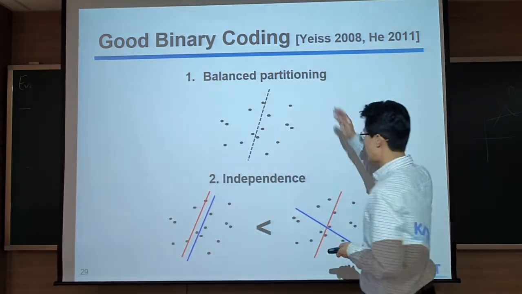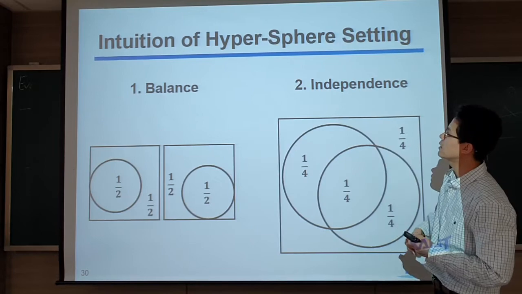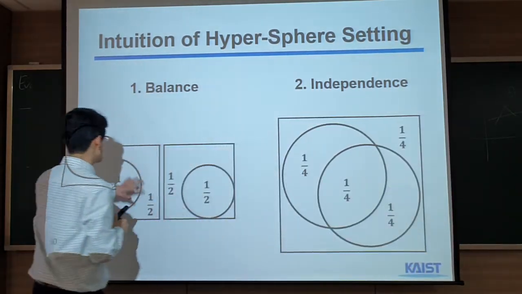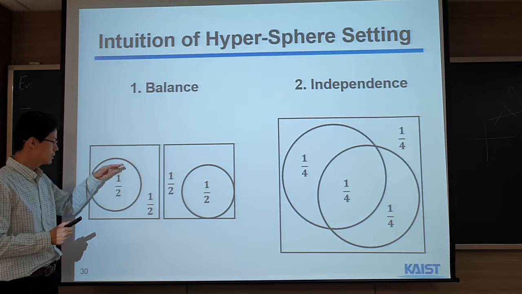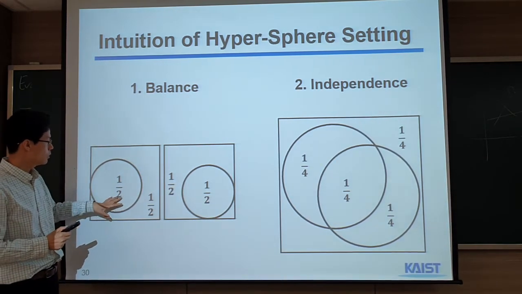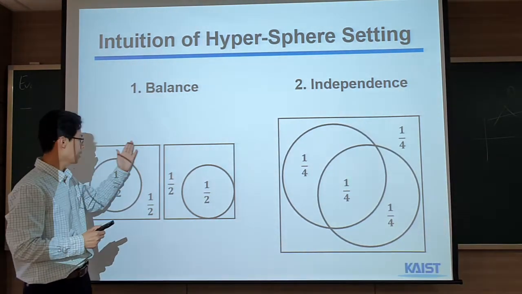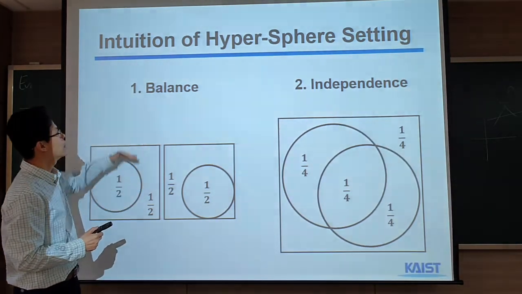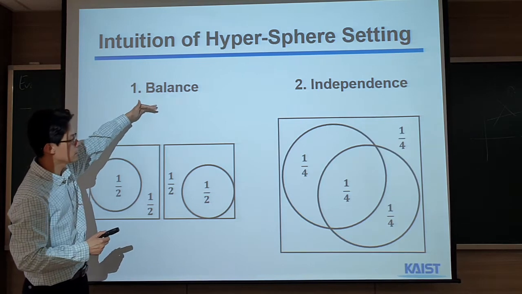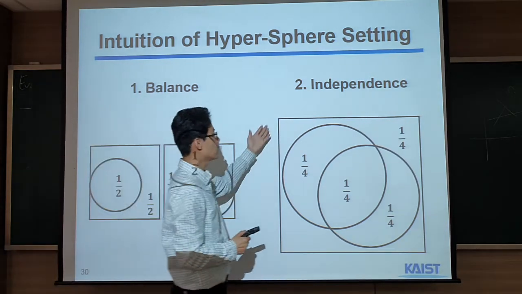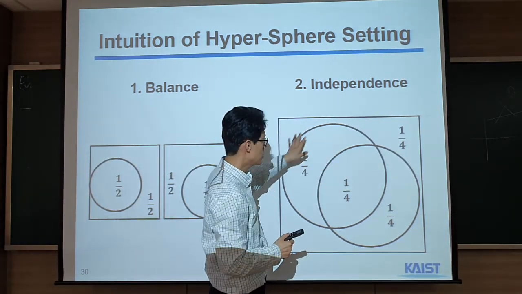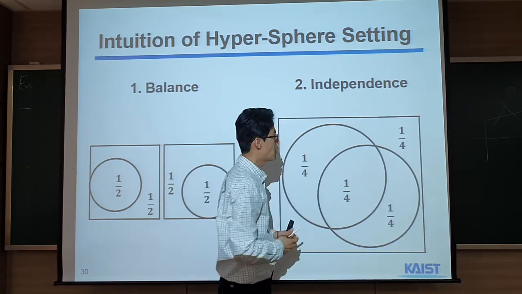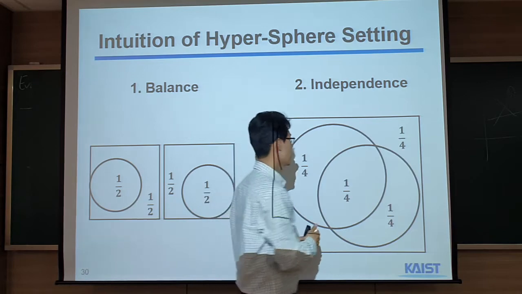We can apply the same approach even for the hypersphere. When you assign one hypersphere, the data within the hypersphere would be half, and the data outside of the hypersphere would also be half, which indicates the balancedness. And we can also assign independence. When you are using two hyperspheres, each region should have a quarter of the data, right?